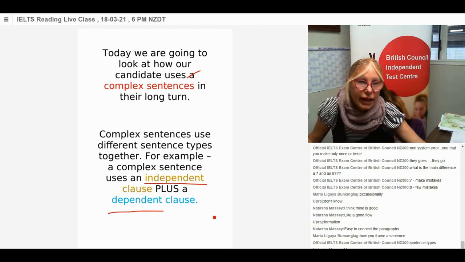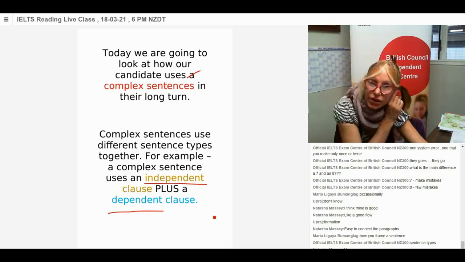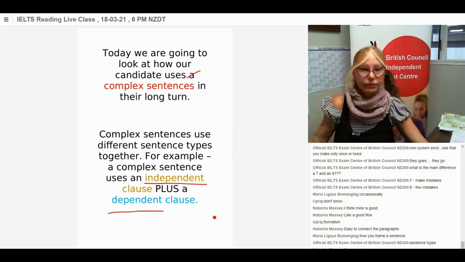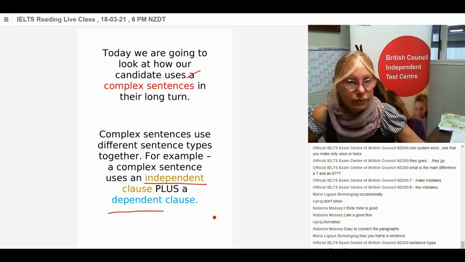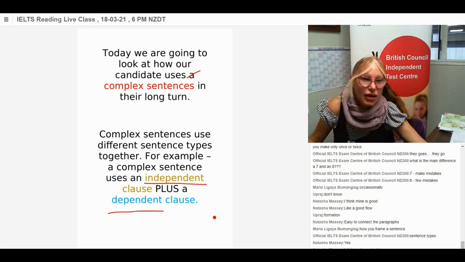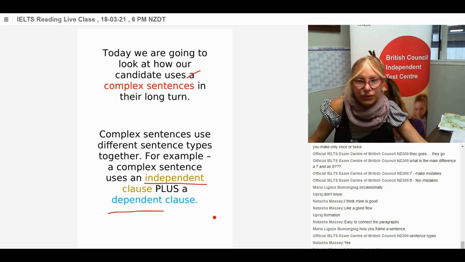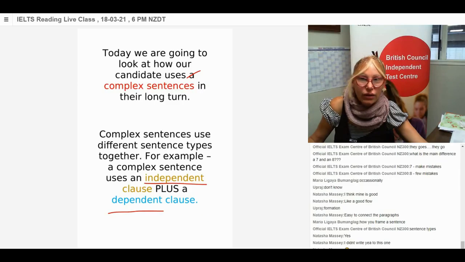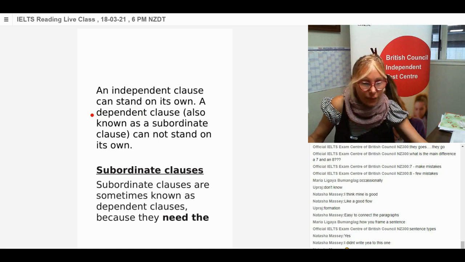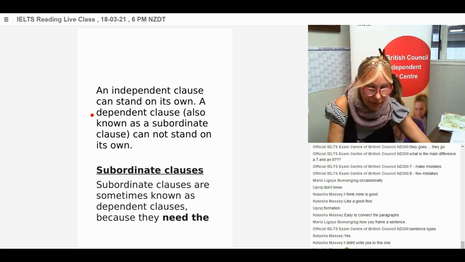Yes. Okay. You think you can explain it, Natasha, an independent clause? Oh, okay. All right. No worries. Well, an independent clause can stand on its own. A dependent clause, also known as a subordinate clause, cannot stand on its own. Okay. So what I mean by an independent clause is something like this.